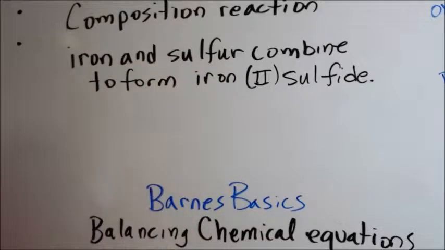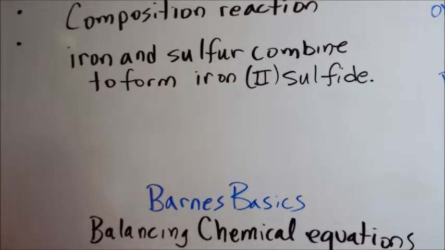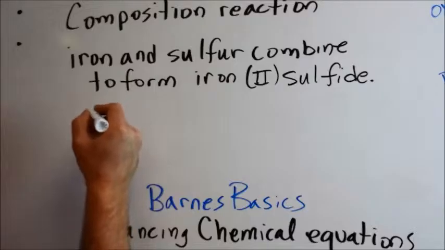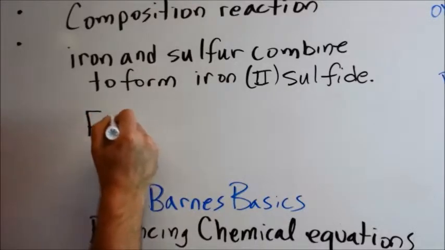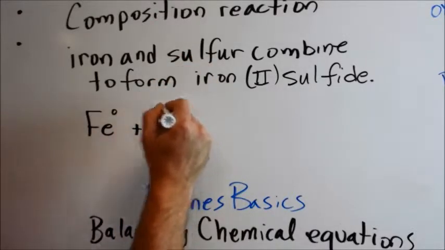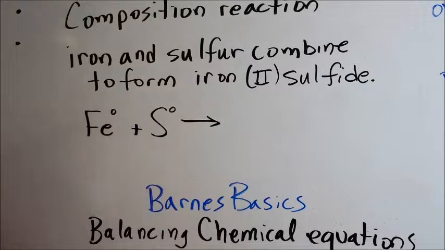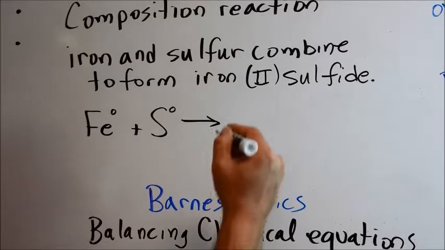Iron and sulfur combine to form iron 2 sulfide. When we say iron and sulfur, we're talking about elements in their elemental form, and so they're going to automatically have an oxidation number of 0 when we write them down. So if we look at a periodic chart for iron, iron is Fe. We're going to say that it's neutral. And sulfur is also neutral in its elemental form. Combining means that they join together, so we're going to put a yield sign here to form iron 2 sulfide.